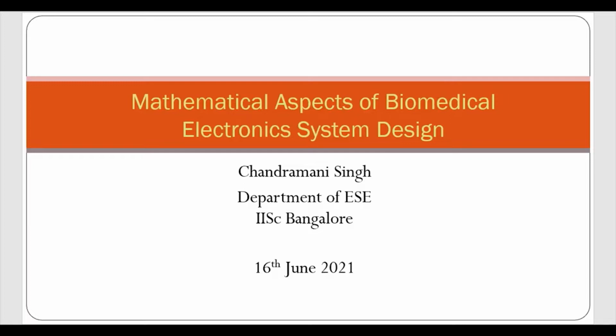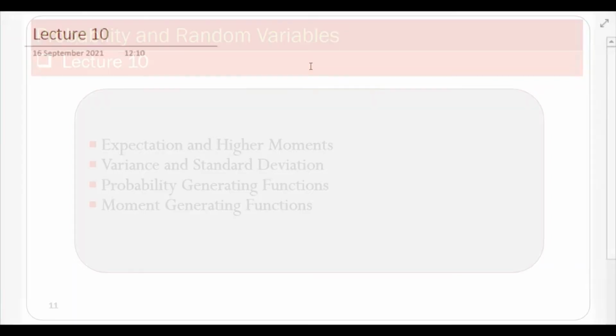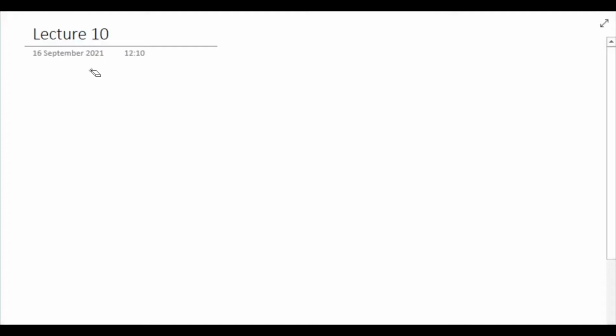Today's lecture of the course Mathematical Aspects of Biomedical Electronic System Design. We will continue our discussion on probability and random variables. In today's lecture, we will cover expectation and higher moments, variance and standard deviation. We will also see probability and moment generating functions. So let us start today's lecture. We will begin with expectation of random variables.